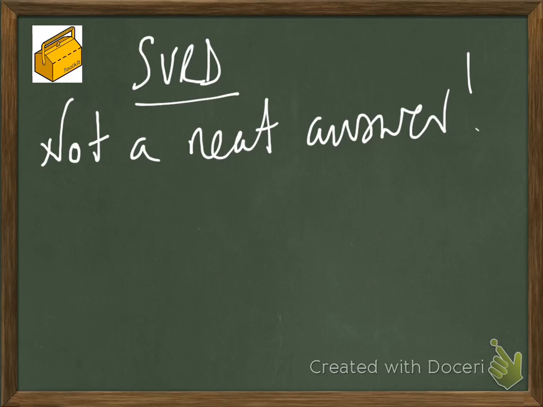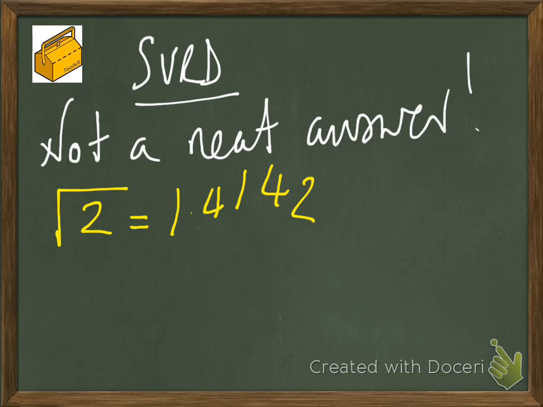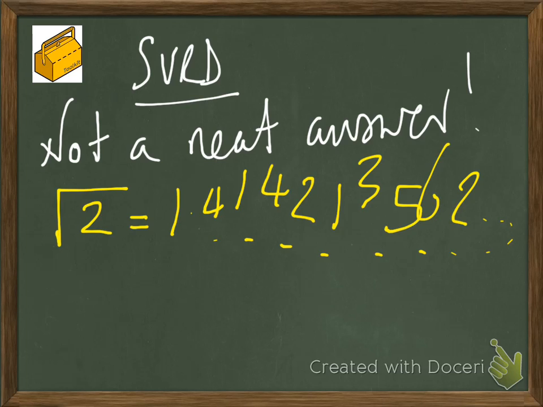But how about something like the square root of 2? Well, if you get your calculator out and work it out, it's 1.41421356, and it goes on and on and on, never repeating itself.